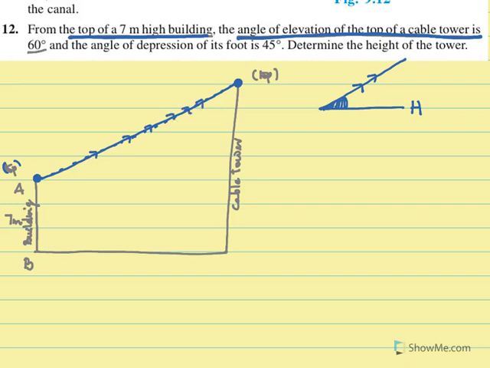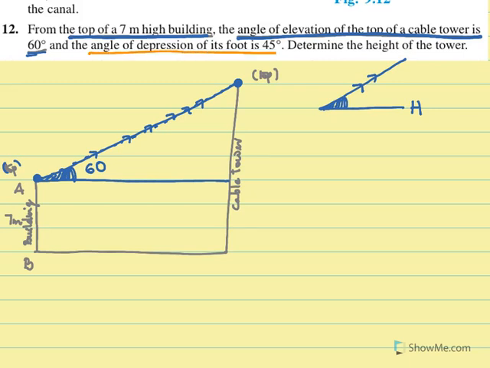Now I need to draw my horizontal. So where will my horizontal be? This would be my horizontal. So the angle between this horizontal and the line of sight, so this is my 60 here. So I've taken one angle. Now they've given us another angle. The angle of depression of its foot is 45.